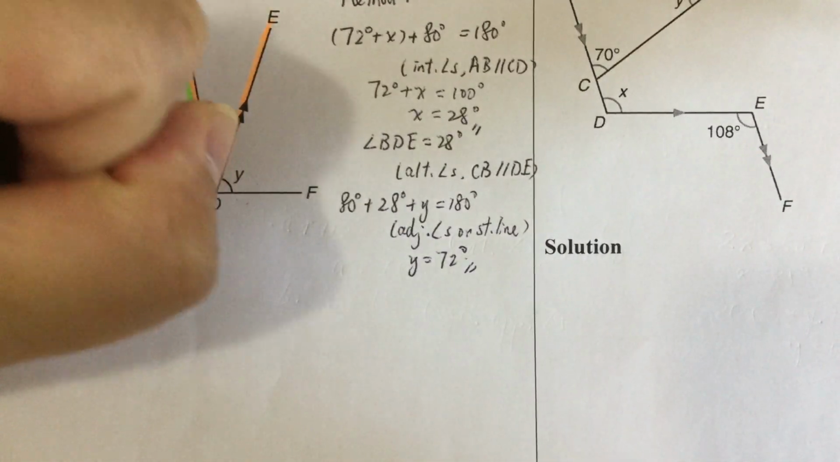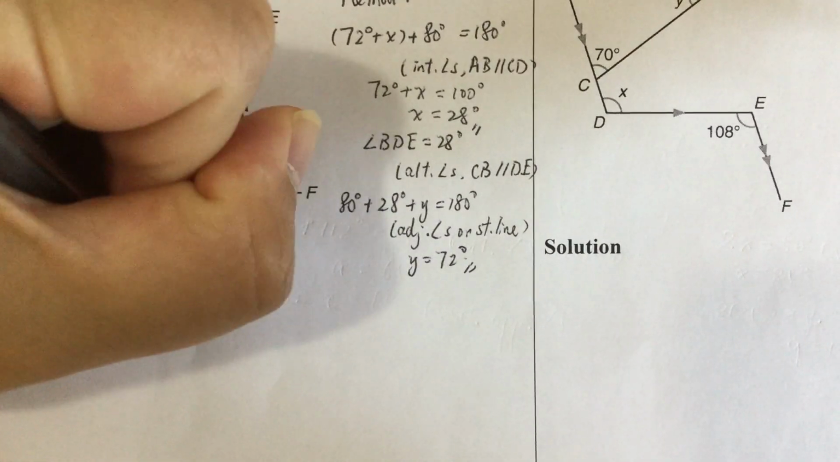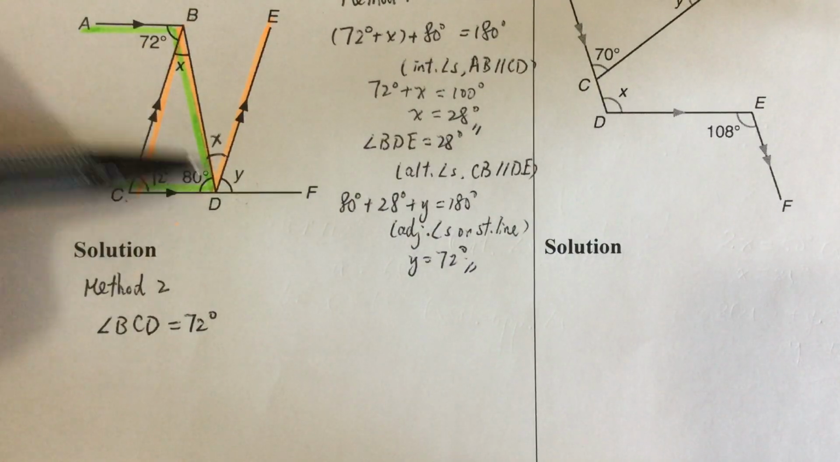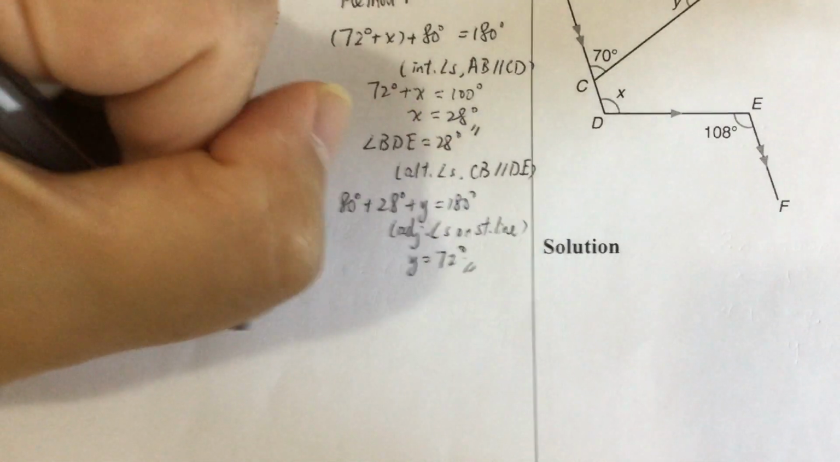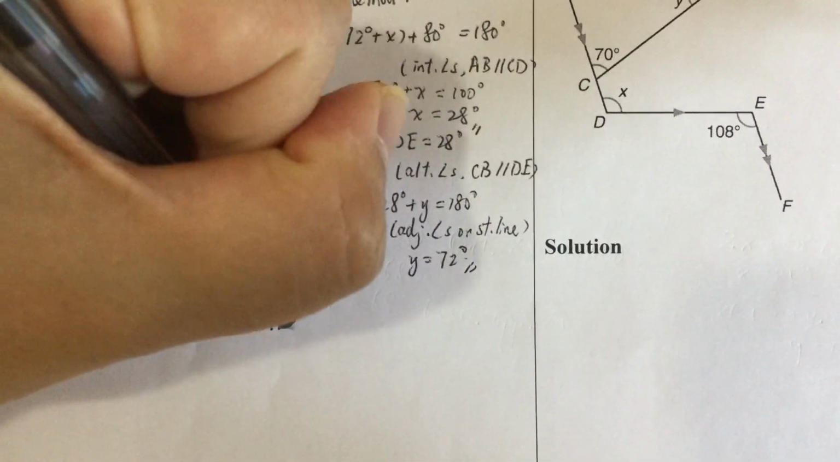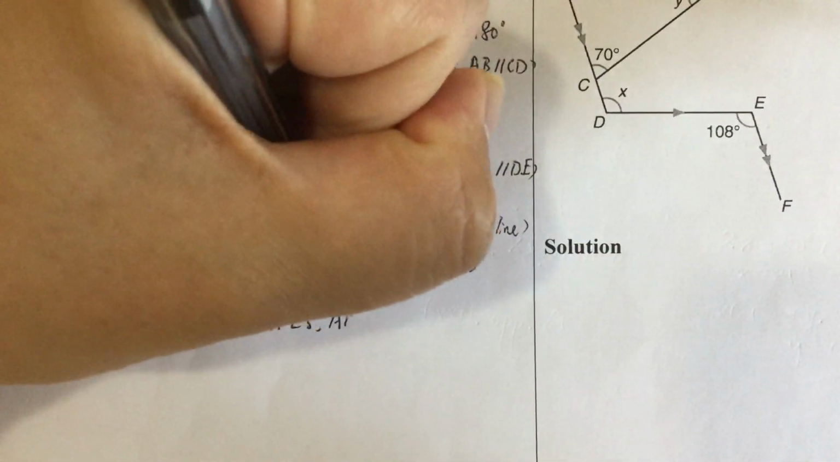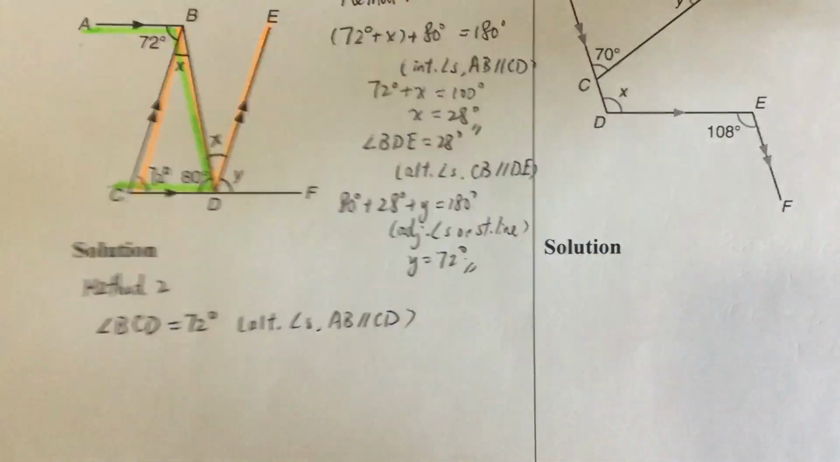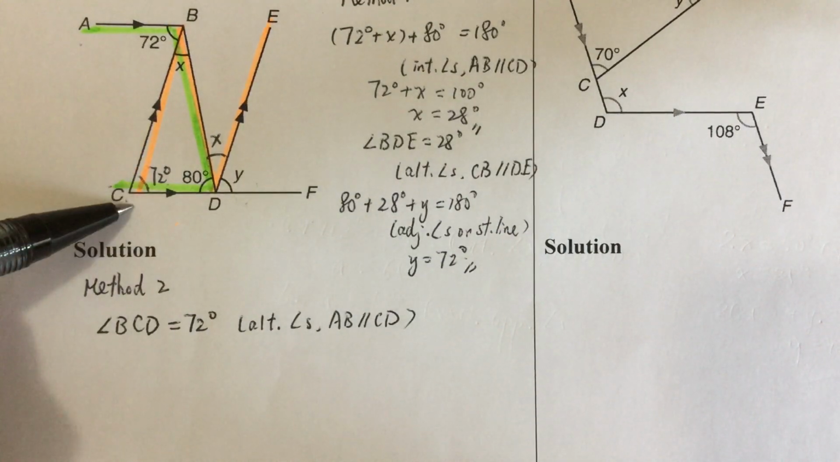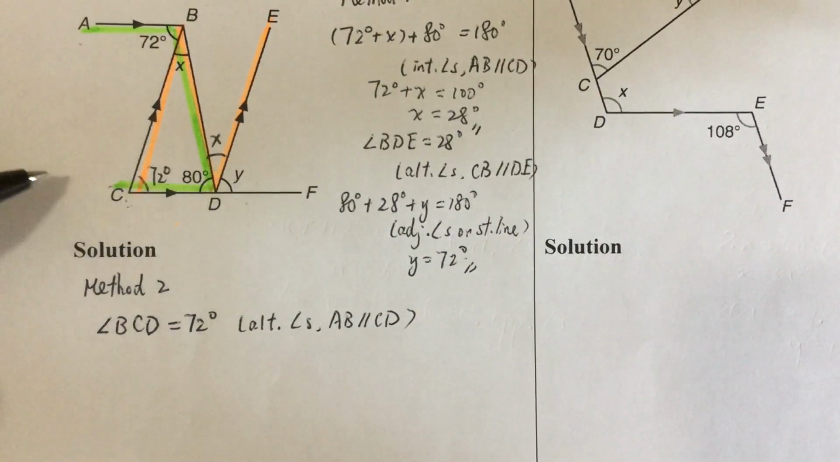Angle BCD is equal to 72 degrees. We know that this is a C, so this one is called the alternate angles. And we are going to use AB and CD, so this is AB parallel CD. So we can solve the 72 degrees, and now we can solve the X and Y immediately.